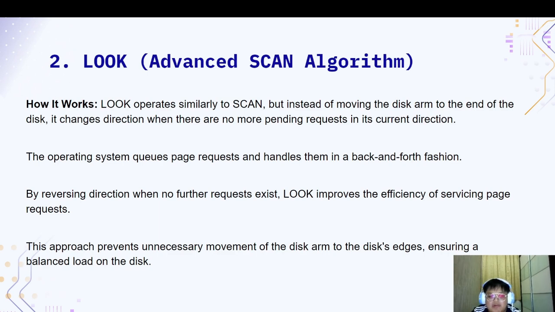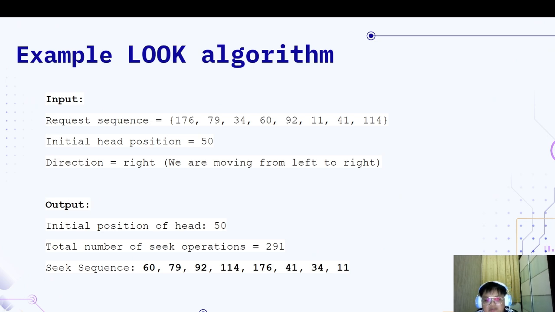So now we will look at an example. This is an example of the LOOK algorithm in an operating system, which is what my group will be using as a real world application. Since OS is very common in laptops and devices, this is the LOOK algorithm. So we have input: the request sequence 176, 79, and so on, and the initial head position will start at 50. The direction provided is right, so we are moving from left to right. The output: the initial position of the head is at 50, and the total number of seek operations is 291.